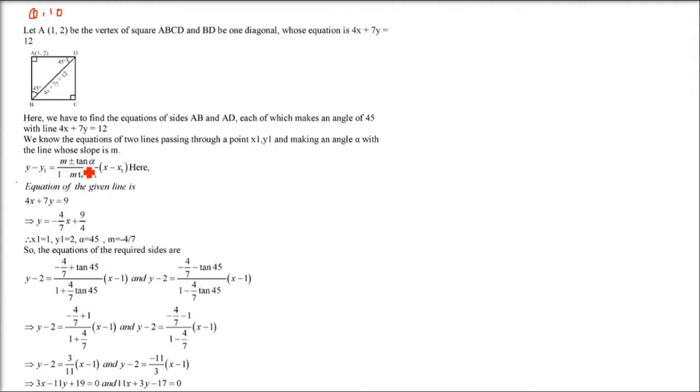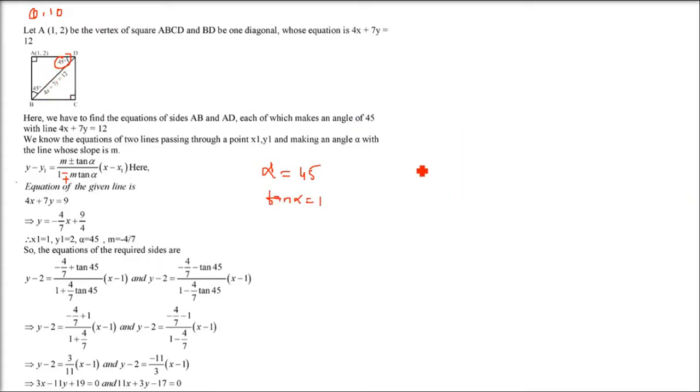y minus y1 equals (m plus or minus tan alpha) divided by (1 minus or plus m tan alpha) times (x minus x1). There will be two equations. So let me tell you the value. Alpha is 45 degrees, so tan alpha is going to be 1. And then we have this.